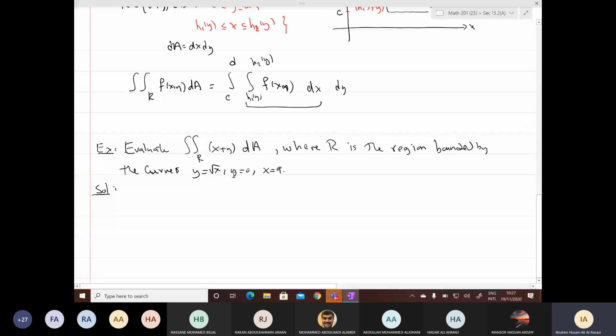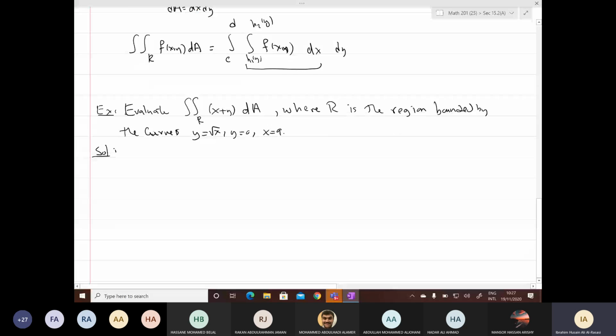I have to sketch the region, where R is the region bounded by the curves. So sketch the region and see what it is. Is it a rectangular region, a region of type 1 or a region of type 2? So you go and sketch the region. This is y equals root x. Y equals 0 is the x-axis. This is x equals 9. The region is this one.